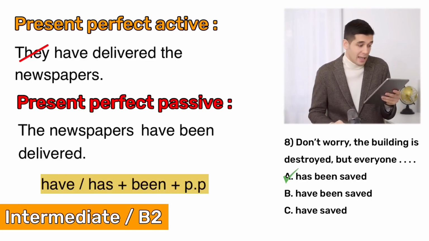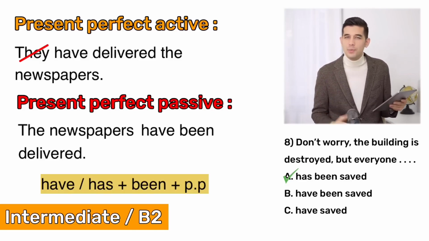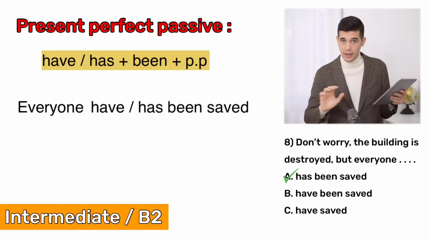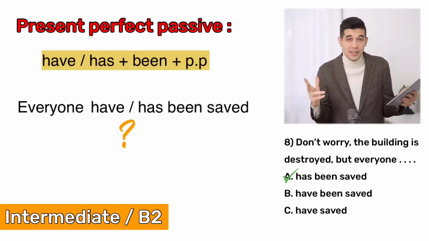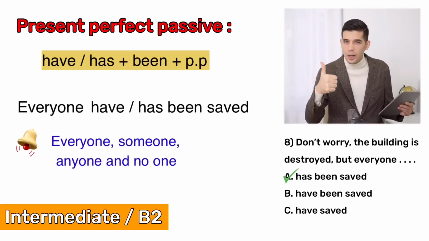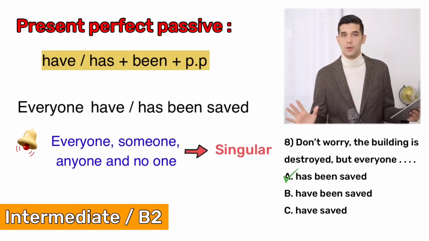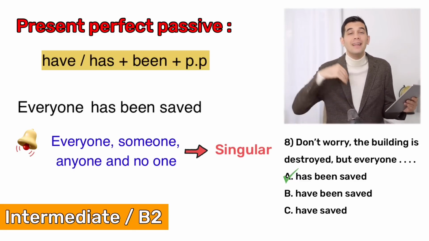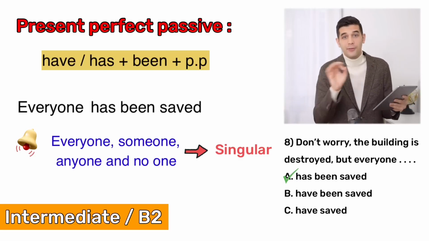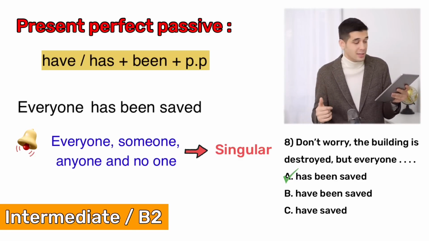Now look at the question again. Don't worry, the building is destroyed, but everyone. So we need to use passive of the present perfect. Everyone has been saved, right? Now, have been saved or has been saved? This is another interesting point. In English, everyone, someone, anyone, and no one, these are all singular words. So you need to say everyone has, anyone has, no one has, someone has. Therefore, the correct answer to this question is has been saved. Now, let's move on to the next question.